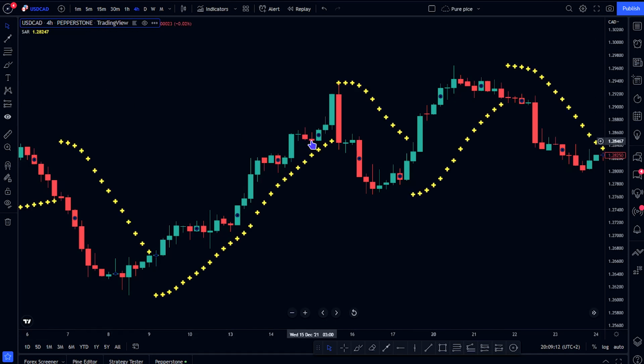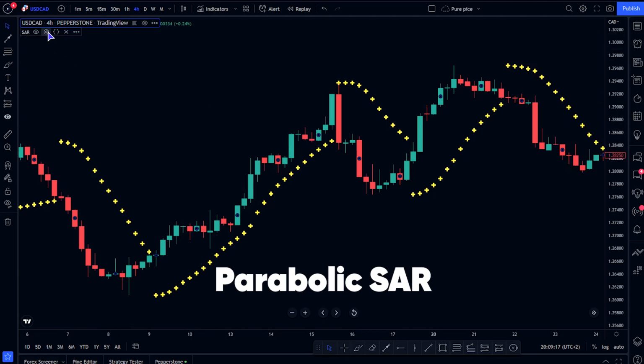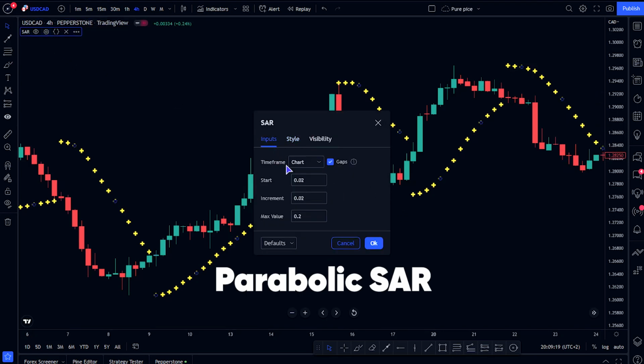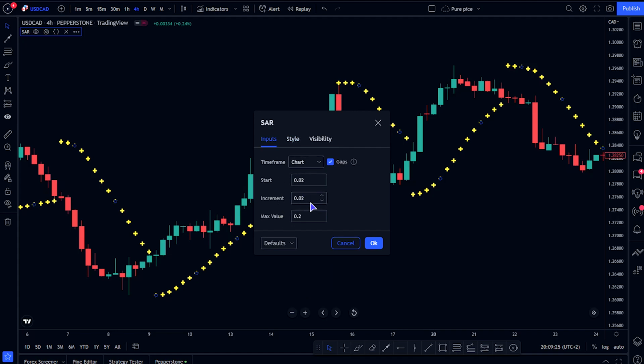You can see on my screen I have these yellow crosses, and the indicator is the Parabolic SAR. Let me just show you the settings. It uses the default settings. You can see the parameters, they're just default. The start is 0.02, the increment is 0.02 as well, and then the max value is 0.2. So it is just the default setting, nothing special, nothing fancy.